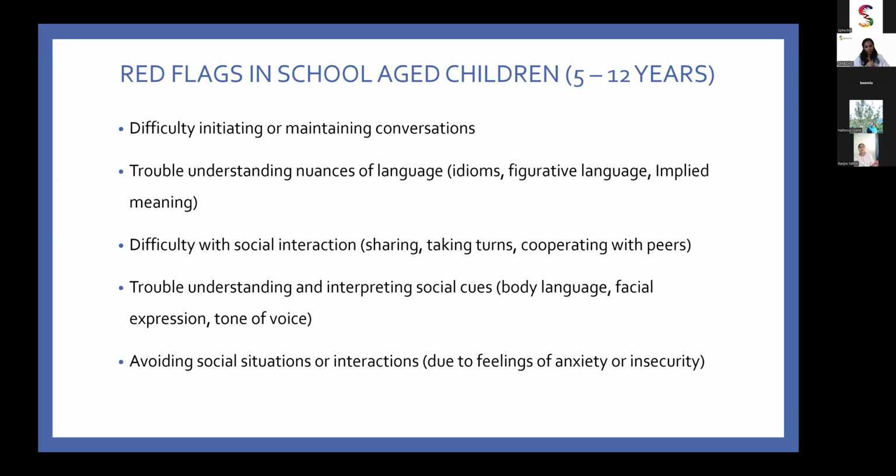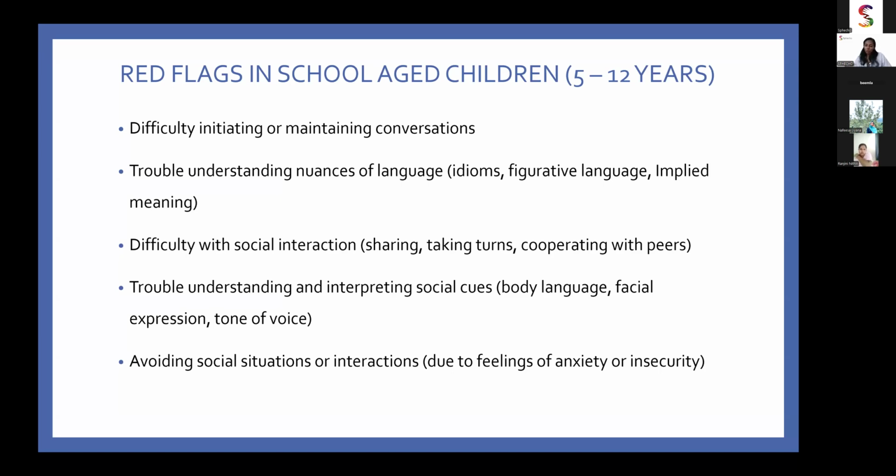Another thing is difficulty with social interaction, that is sharing, taking turns, cooperating with peers. Everything they'll find very difficult. Trouble understanding body language, facial expression, tone of voice, all these things. Why we say body language is, for example, you're not well, and you say, I'm not feeling well, and you sit like this. When we meet someone in a situation, and this is their body language, we understand from this body language that they are not in a mood to talk. Let's not talk to them now. So this is basically how we interpret body language.